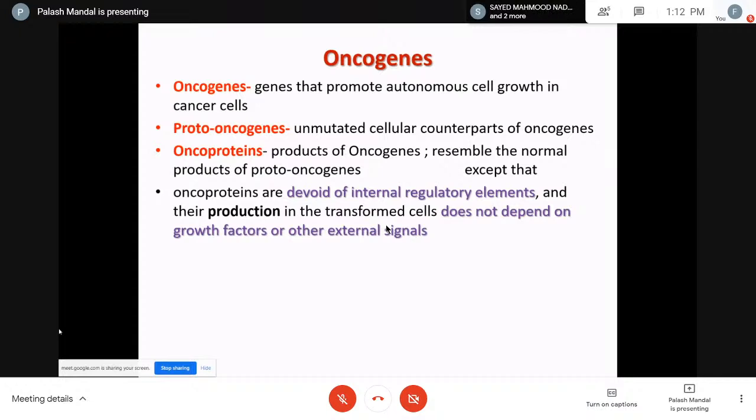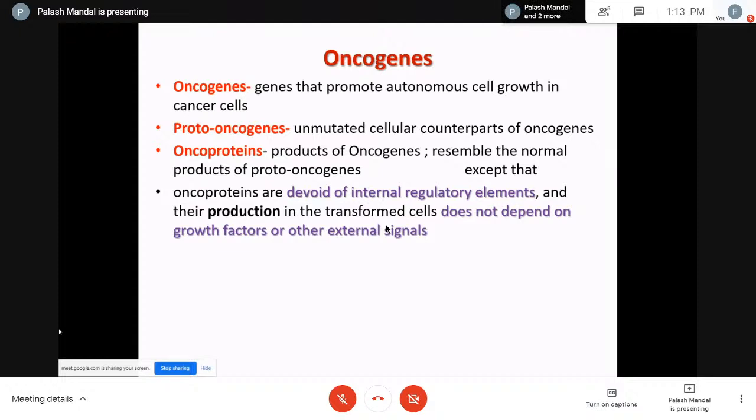Okay, so with this knowledge and background, we go back and see what are oncogenes, what are proto-oncogenes, and what are oncoproteins. These terminologies are very important. You have to understand what each term means. Don't use them loosely because each has a separate meaning. Now, what are oncogenes? They are the genes that promote autonomous cell growth in cancer cells. Okay, autonomous cell growth in cancer cells.